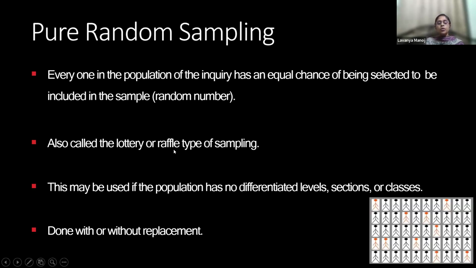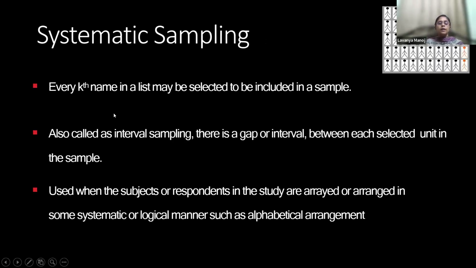and it is also called lottery or raffle type of sampling. So this has other names as well, lottery and raffle type of sampling. And the one important thing is that it is done with or without replacement. Here, in systematic sampling, you're specifically selecting every nth member of the sample size.